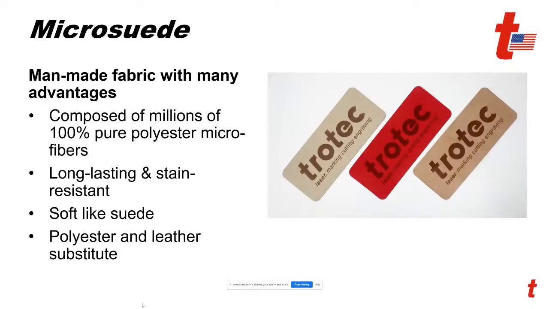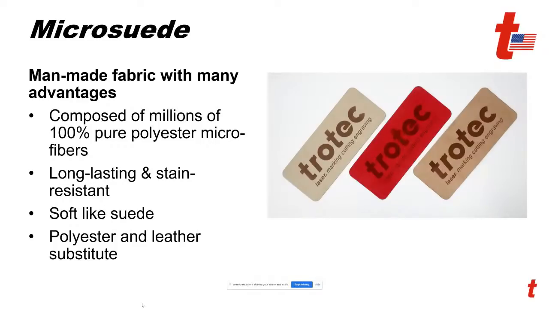You'll see this stuff on everything from your couch to your car seats. It's used everywhere. You see it made into pillows, but it's soft, long lasting, resilient. It looks like a suede. It's a polyester leather substitute basically, and it engraves beautifully and works with just about any color. I've even done black and it produces contrast.